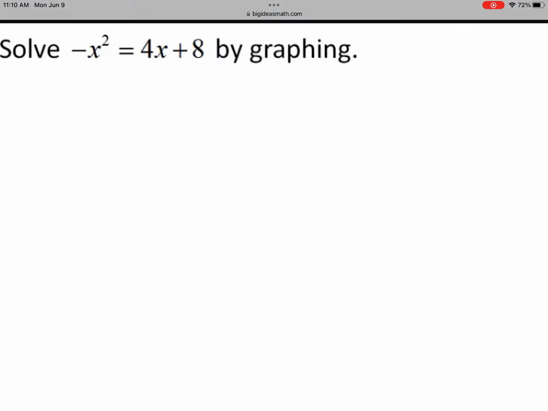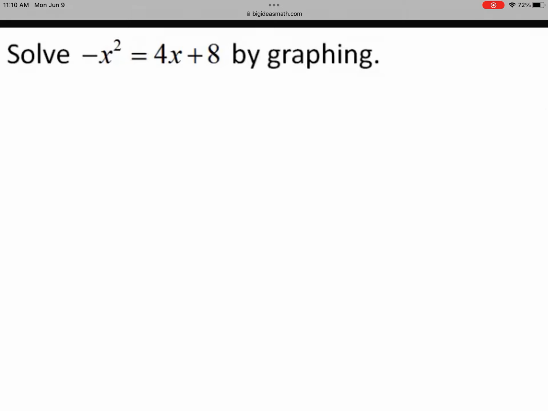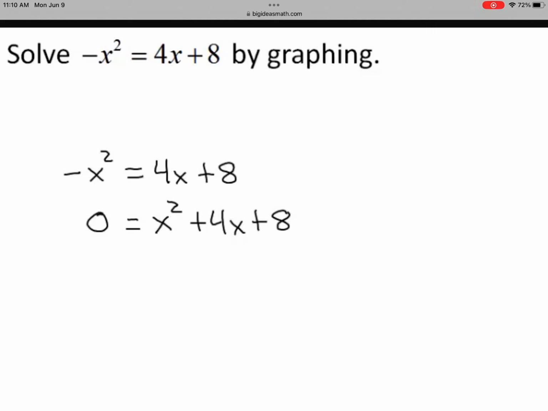Solve -x squared equals 4x plus 8 by graphing. First write the equation in standard form. Begin by writing the original equation. -x squared equals 4x plus 8. Then add x squared to each side of the equation to get 0 equals x squared plus 4x plus 8.